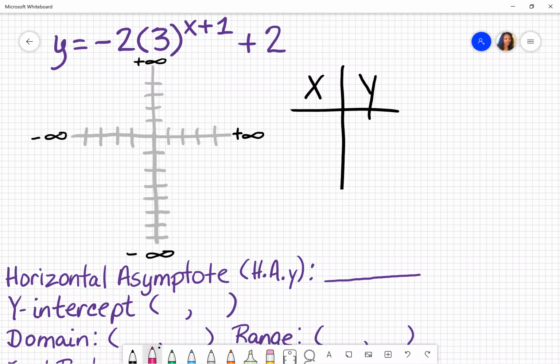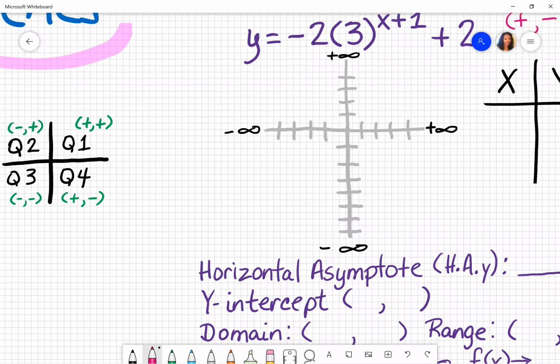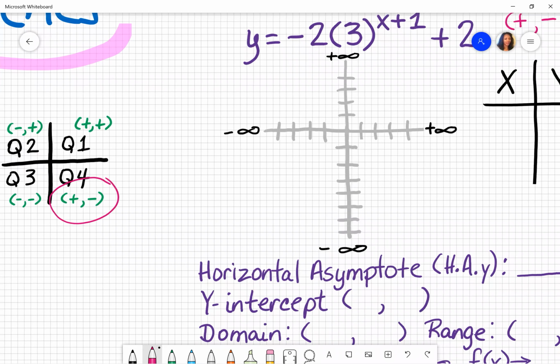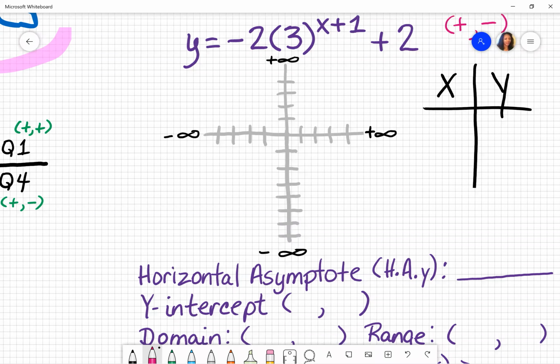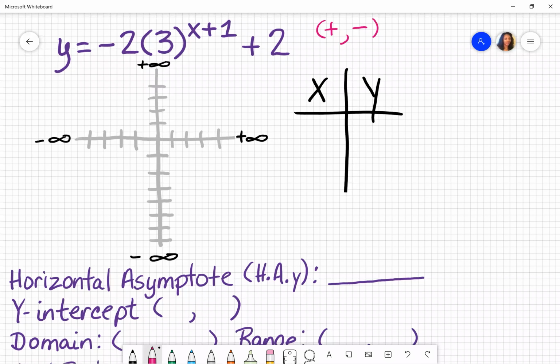Let's look at this problem. My x is positive and my y is negative. I look at that and I write that to the side and I go back to my notes. I know that where x is positive and y is negative, that's going to be quadrant 4, which means that my graph is going down. So let's just make sure that that is the case by actually working through the problem.